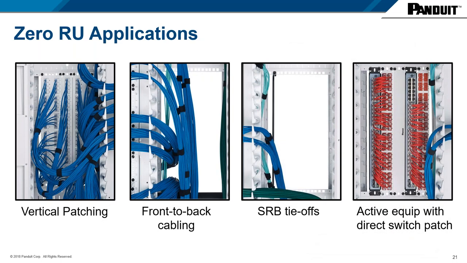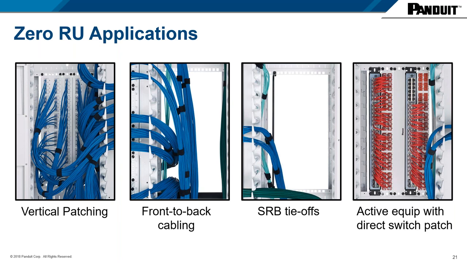There are also added benefits to the ZeroRU space. Obviously, you can use it for vertical patching, which I just described, and there are benefits to that. You can also use it for front to back cabling, more so when you're deploying pre-terminated cassettes or bundle pack connectors or things like that, and you're passing through from front to back. These wide open spaces allow you to easily pass through without any interference, and also leave it wide open for maximum airflow for the active gear.